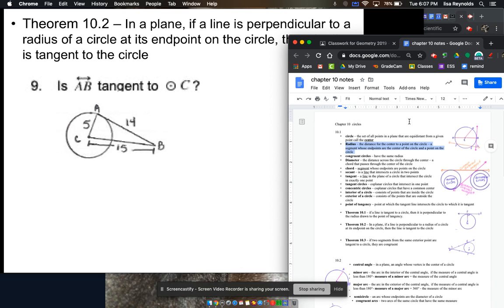In the next problem, we are working with theorem 10.2. In a plane, if a line is perpendicular to the radius of a circle at its endpoint on the circle, then we get that it's a tangent. So when we look at our picture, our 5 is the radius.